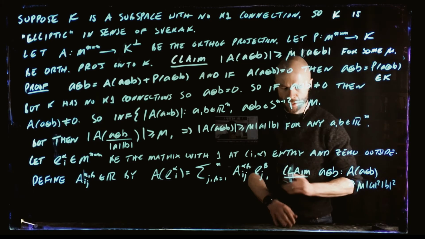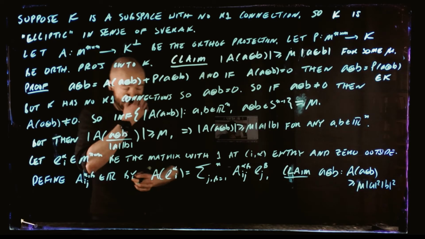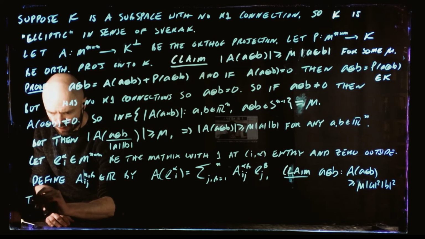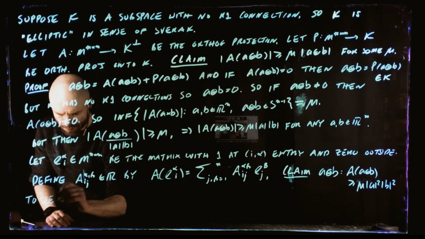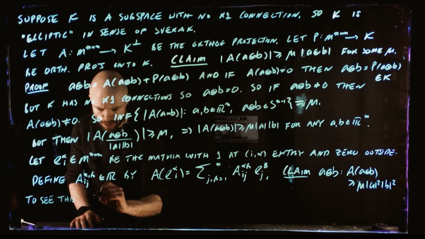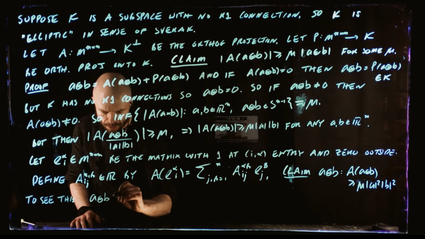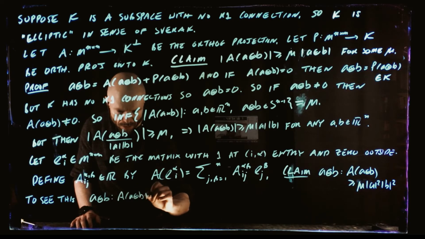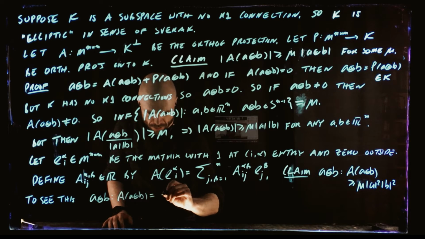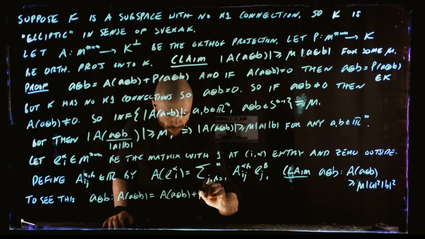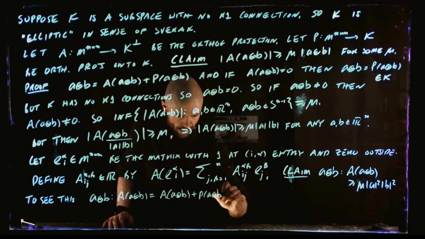Like this, okay? This is what we claim. And how are we going to see this? So, to see this, note the following, that we can write A cross product A. This is the same as the projection onto the orthogonal complement of K plus the projection onto K of this guy, like this.